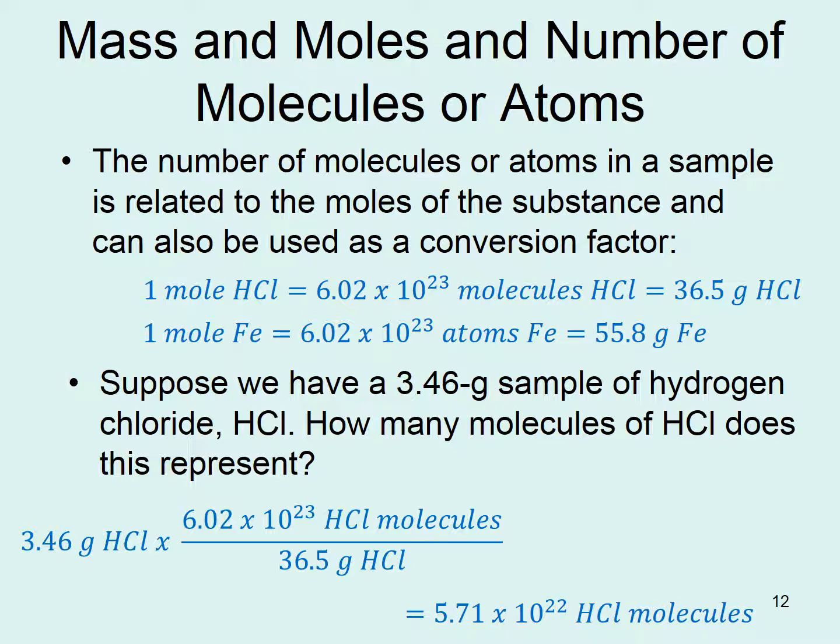So if you multiply 3.46 times 6.02 times 10 to the 23rd, divided by 36.5, you get 5.71 times 10 to the 22nd HCl molecules. So that's quite a big number, but we can do these calculations if we want to.